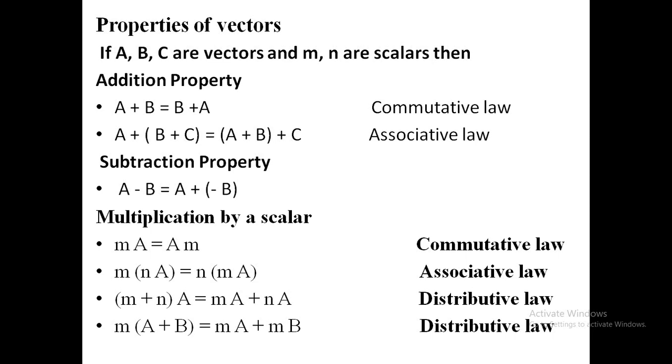Multiplication by a scalar. M A is equal to A M, where A is a vector and M is a scalar, which obeys the commutative law. M (N A) can be written as N (M A), which obeys the associative law. Here A is a vector, M and N are scalars. (M plus N) A can be written as M A plus N A, that is the distributive law. Similarly, the distributive law can also be written as M multiplied by (A plus B), which can be written as M A plus M B.